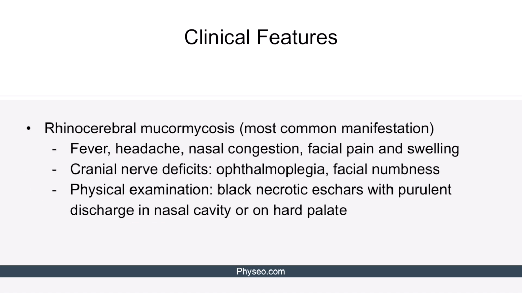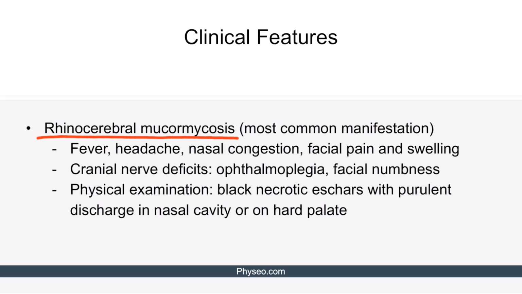Now, the most common manifestation of this disease is rhinocerebral mucormycosis. And the patient presents with fever, headache, nasal congestion, facial pain, and swelling. And that's not too concerning when you just see those symptoms alone. Might just seem like sinusitis or an upper URI with some nasal congestion. But it's actually catching these patients when it doesn't look super scary that can actually save them.